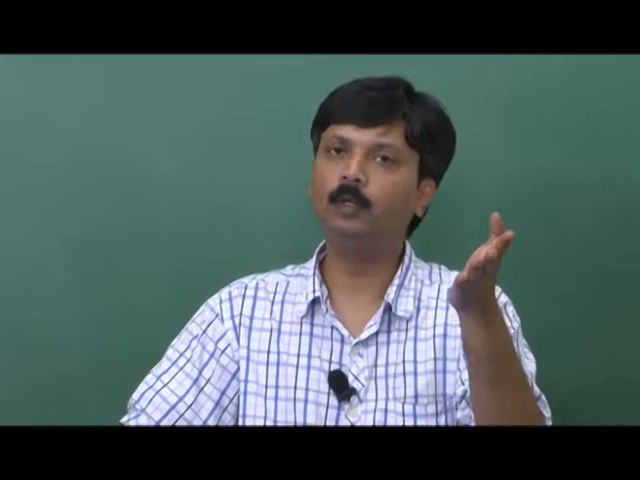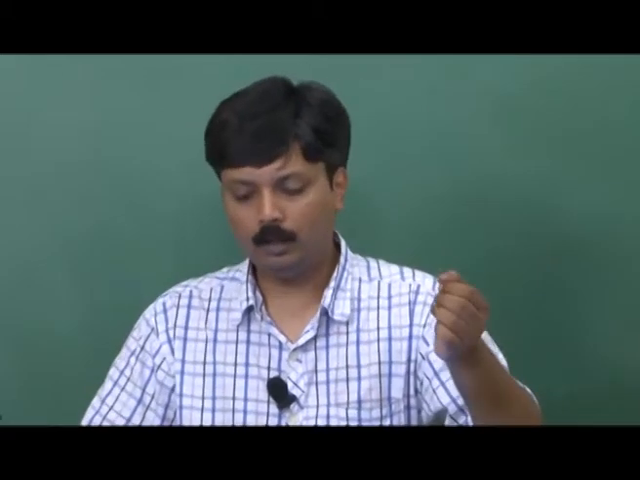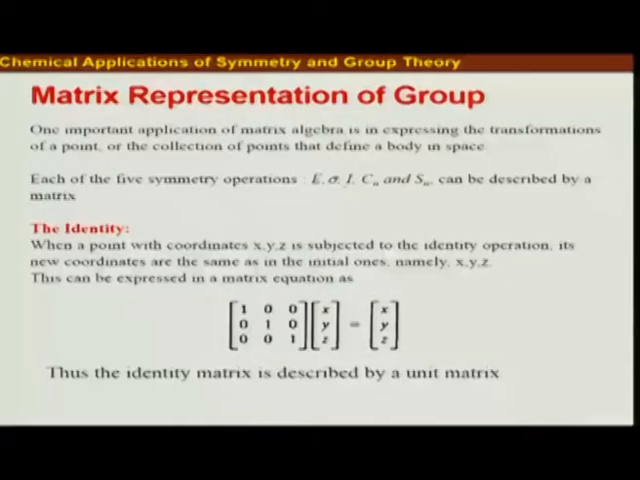So I should be able to express identity, reflection, inversion (this should be a small i here, small correction), and proper axis of rotation or improper axis of rotation. All these symmetry operations can be represented by matrices, and that's what we are going to do now. So we will start with the element identity and the following identity operation.